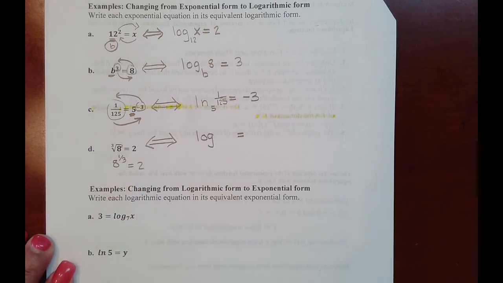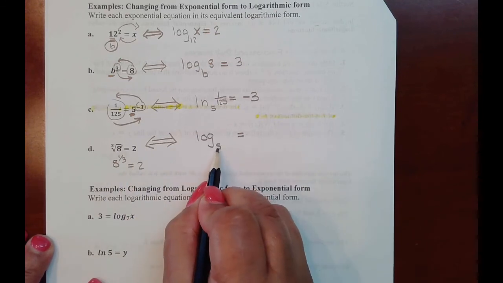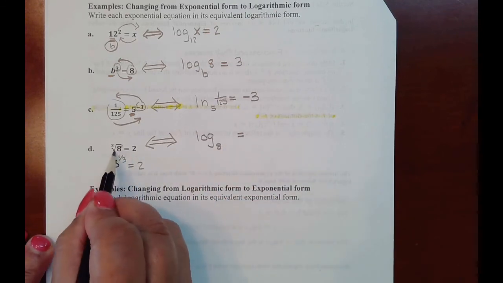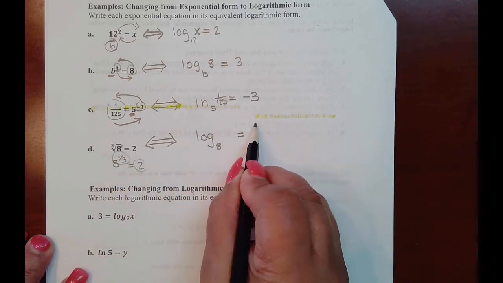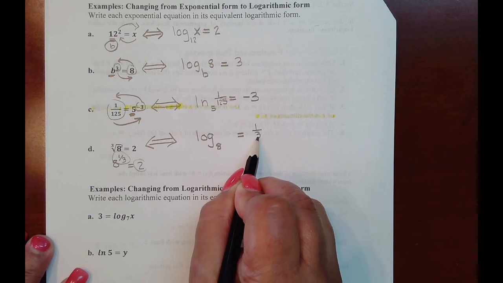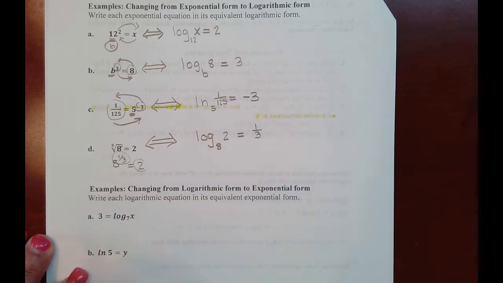Maybe when it's under the radical, it's not so clear, but that's why we need to know how to rewrite radicals. So that base will still be the base. And then the things that are left over, the 1/3 and the 2. The 1/3 was on the side with the base. It will no longer be on the same side as the base. It goes over there by itself, and then the 2 comes over here. So this is the equivalent logarithmic form.